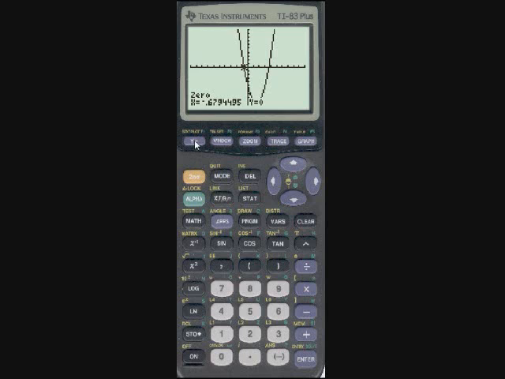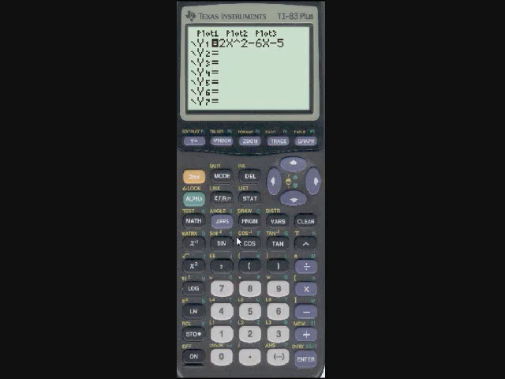I first of all go to y equals, and let me put this equation in. I'll clear what I had here. X squared plus 3x plus 2. Alright. Nice. That's it. And let me get the window correct.